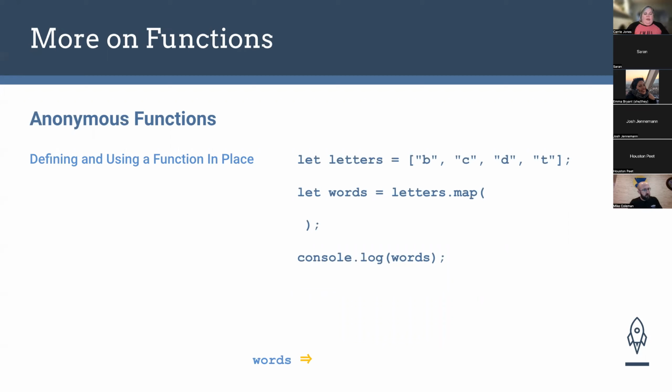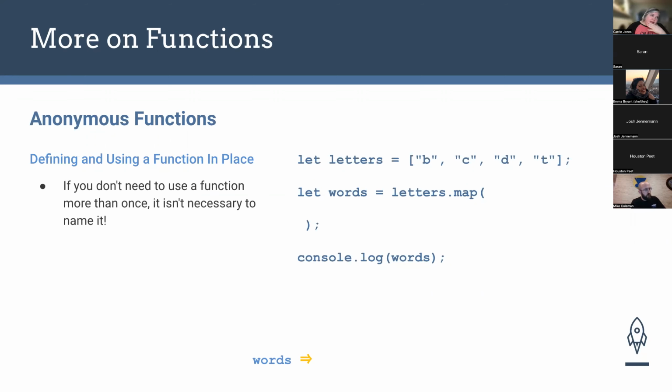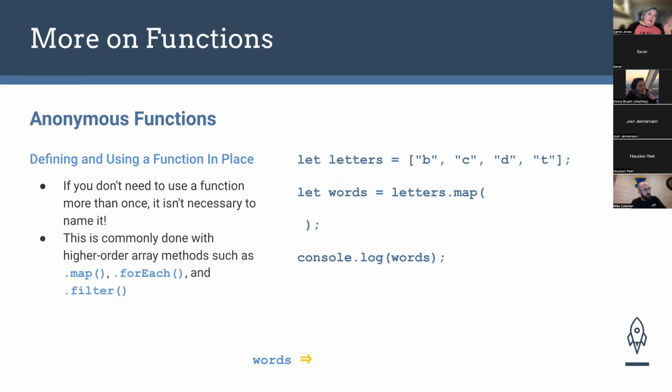Okay, so anonymous functions allow you to define and use a function in place. What I mean by that is you don't have to define it with a name ahead of time. Anonymous functions are the opposite of a named function. If you don't need it more than once, you don't have to name it. You can actually just create it. And this is very commonly done with higher order array methods, such as map, forEach, filter. There's other ones too, reduce. There's a whole bunch of them.